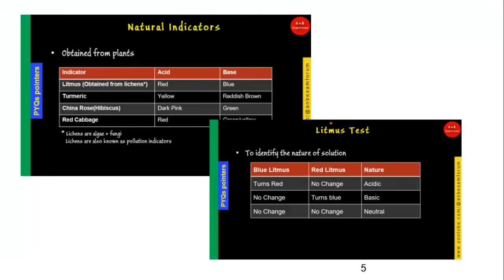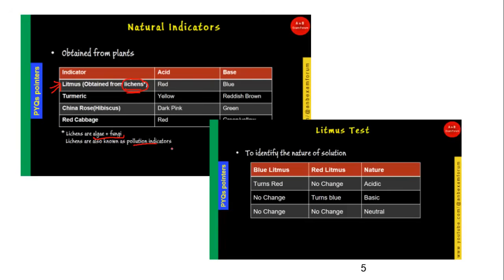Okay, and we have seen that there are many indicators like natural indicators, olfactory indicators, universal indicators. And among the natural indicators, litmus is very important. Litmus is a natural indicator, and it is obtained from lichens. This is a very important MCQ which is generally asked in the exam. Litmus is obtained from lichens. Okay, what are lichens? They are algae plus fungi which you generally find on the bark of trees, and they are also a popular indicator of whether pollution is there or not. From lichens you can conclude that.